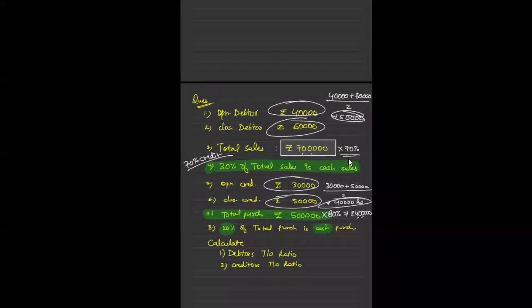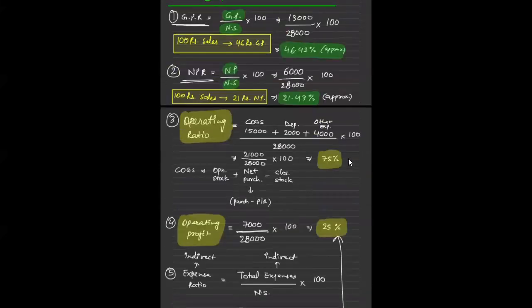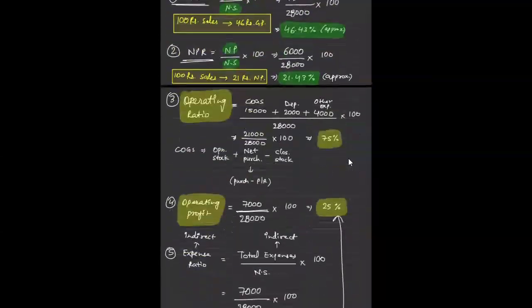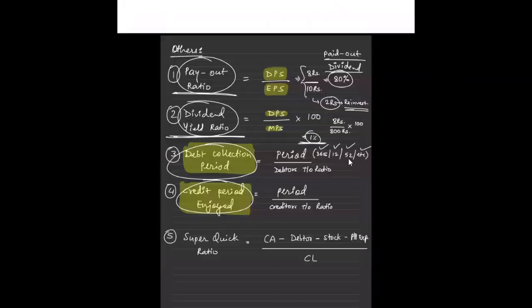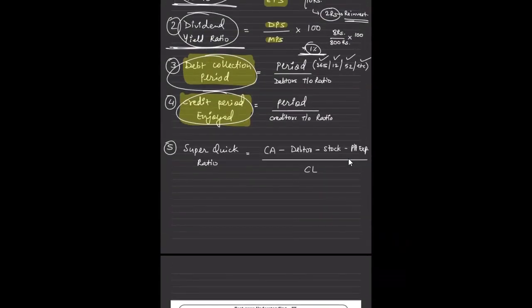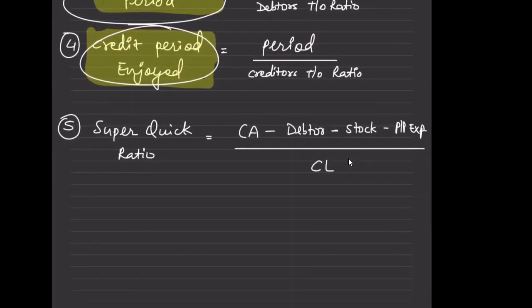Now there is one more ratio which is called super quick ratio. See, my friends, we have one more ratio which is called super quick ratio. Why is it called super quick? Because from your current assets, you were excluding the stock and the prepaid expenses to calculate the quick assets. But for the super quick, you also need to deduct the debtors, because you never know when your debtors are going to pay you: in 1 month, 2 months, 3 months, or what. So for the super quick, we are deducting the debtors.